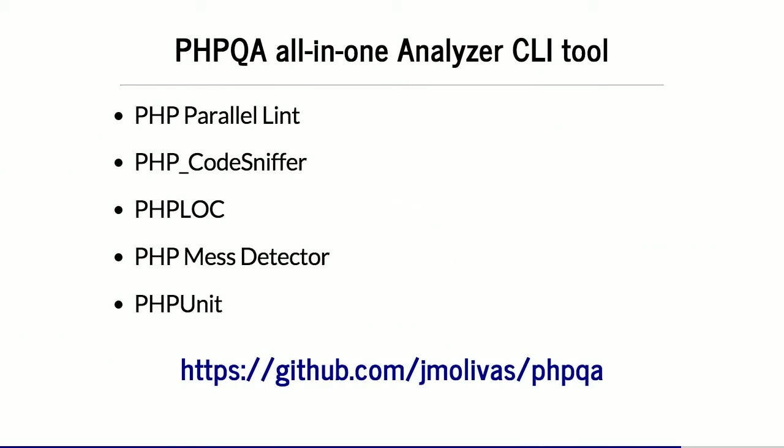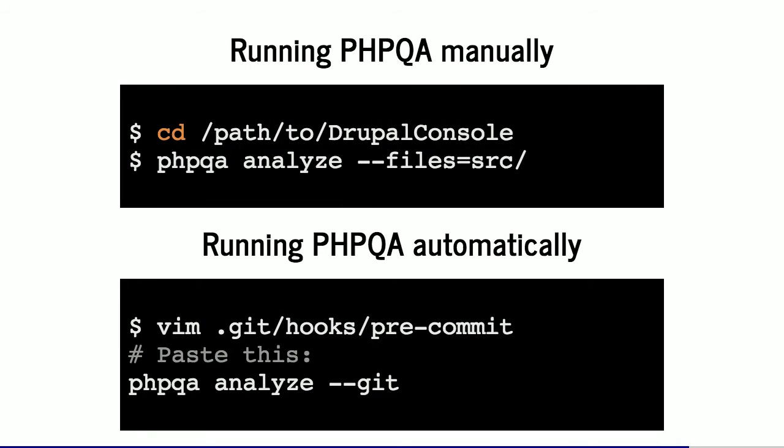Remember what I told you about PSR2? Maybe it's a little overwhelming at the beginning. Well, I ended up building this thing. This tool, PHP QA, includes several PHP quality assurance tools. Actually, this project was inside Console, but at some point I was like, I can probably take this out so someone else can take advantage of it. There's a new project to maintain. Sounds good. And you can get it like this.